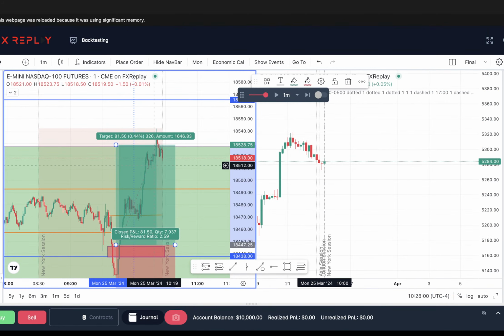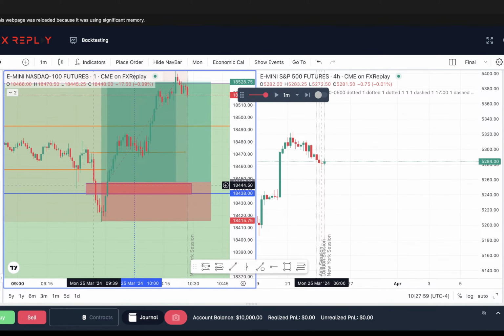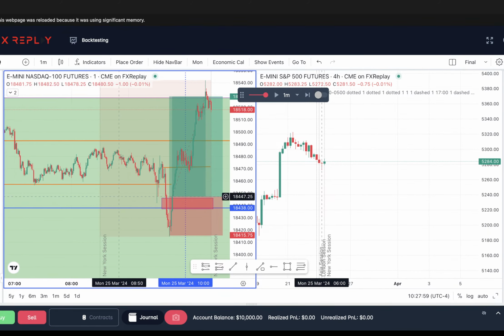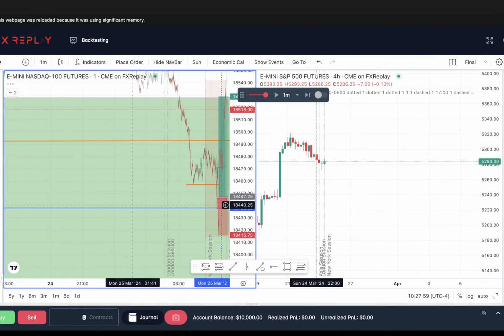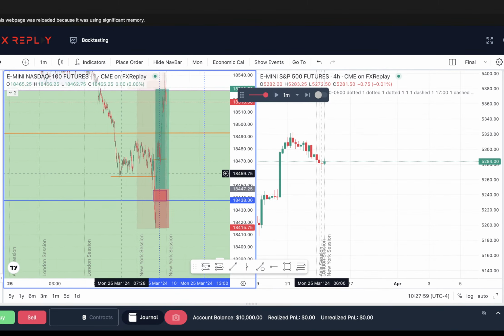So that's what I'm saying. Sometimes these inverted fair value gaps, because we didn't get a market structure shift at all, the only thing we got to confirm our reversal was this, until we closed above this. So I feel like, and this was a major liquidity point. This is the only major liquidity point in this gap. So you can play that.